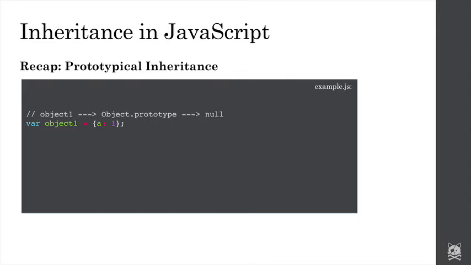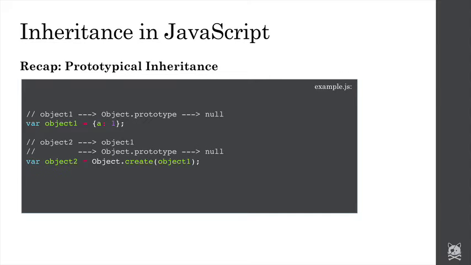Now you can use this. Let's say we have object 1, and we would now like to create a new object that inherits from object 1. We can do so by using the Object.create function and say we want something that inherits from object 1, and we name it object 2. Now object 2 also has a prototype property, and this prototype property points to object 1, which points to Object.prototype, which points to null.